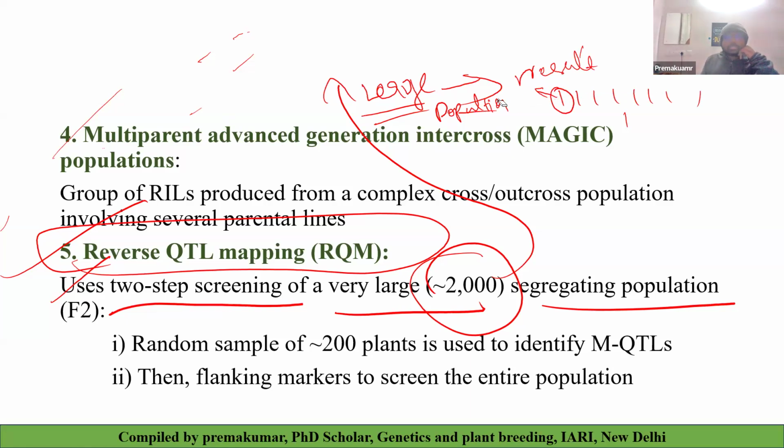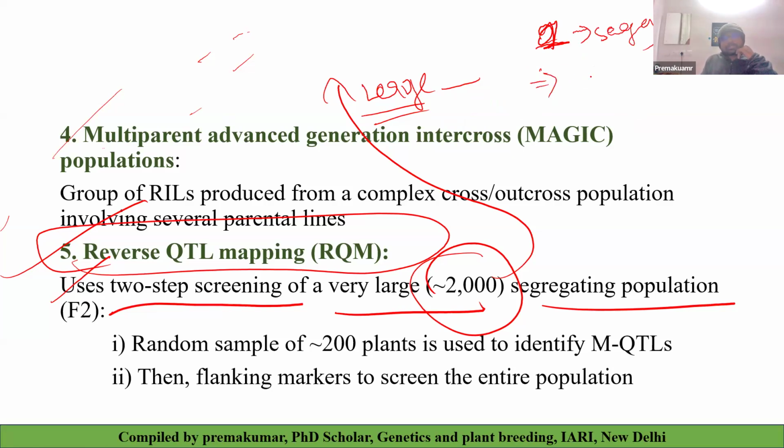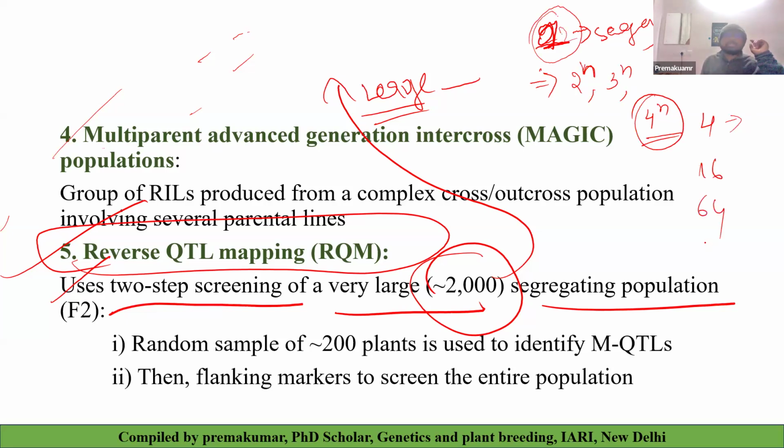For example, if one segregating gene is there, how many genotypes or phenotypes are you going to get? Phenotypes: 2 power n. And the genotypes you are going to get is 3 power n. How many population classes? 4 power n. If one gene is there, you get 4 individuals. If two genes are there, you get 16 individuals. If three genes are there, 64 individuals.